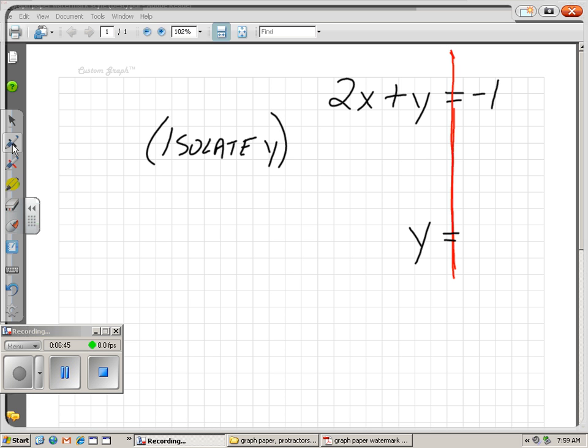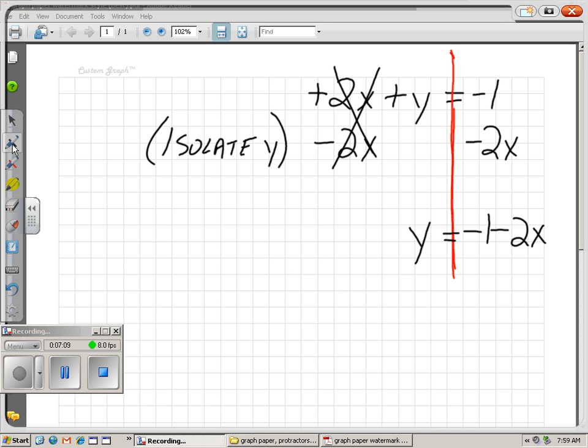So how do I get rid of the 2x? I'm going to minus 2x. Why did I do that? I just think of 2x as being a positive 2x. Think of positive as being plus. To get rid of plus 2x, you minus 2x. Remember to do it to both sides. So my 2x's are gone. My y is alone. And on the right side, I have negative 1 minus 2x.